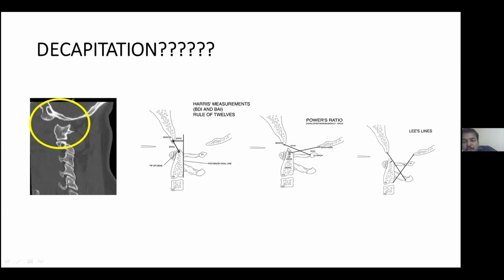Same thing is true with the Powers ratio, where you draw a line from the basion to the posterior arch of the atlas, and a line from the opisthion to the tip of the dens. Normally the ratio is 1. If it is more than 1 or less than 0.8, that indicates that there is an imminent or existing occipito-cervical dissociation, which mandates occipito-cervical fusion.